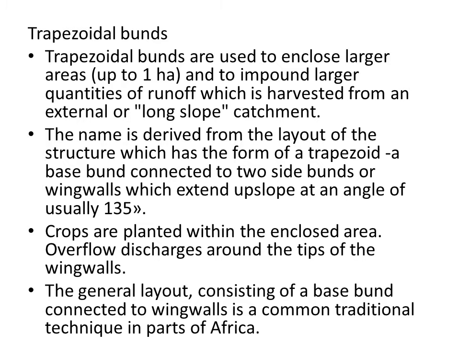The name is derived from the layout of the structure, which has the form of a trapezoid, a base bund connected to two side bunds or wing walls which extend upslope at an angle of usually 135 degrees. Crops are planted within the enclosed area, and overflow discharges around the tips of the wing walls. The general layout consisting of a base bund connected to wing walls is a common traditional technique in parts of Africa.